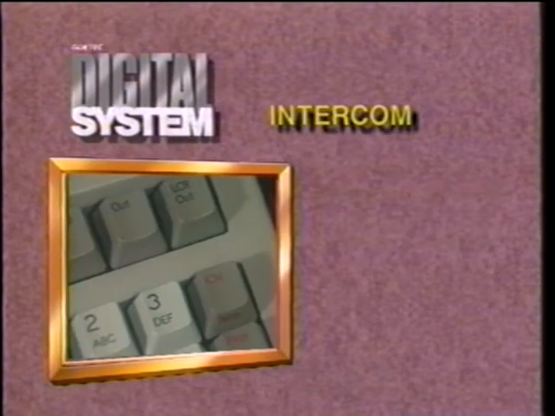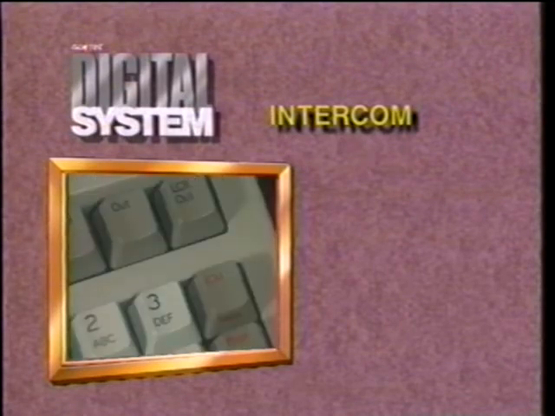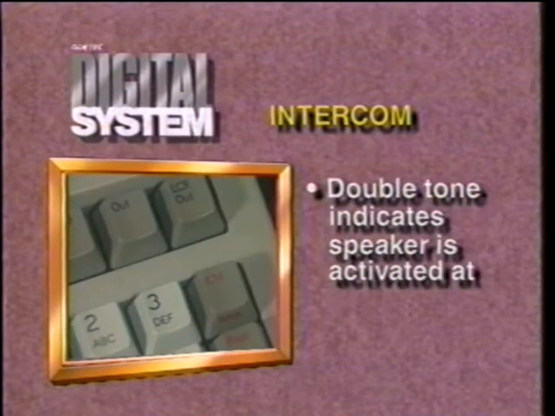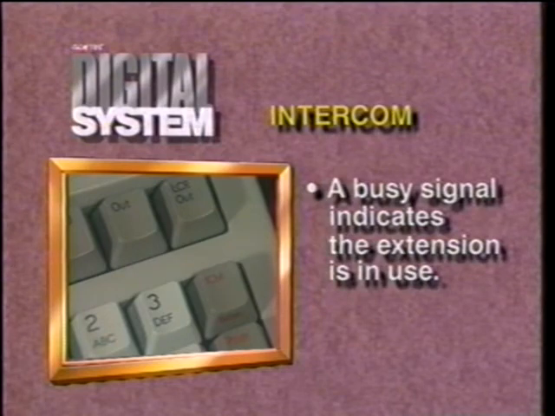You may also use the intercom feature to talk to someone directly. After you have pressed the release key, press intercom plus the party's 3-digit extension. You'll hear a double tone. That means the hands-free or speaker function is activated at the extension. Now you may both converse freely. A busy signal would indicate the extension is already in use.